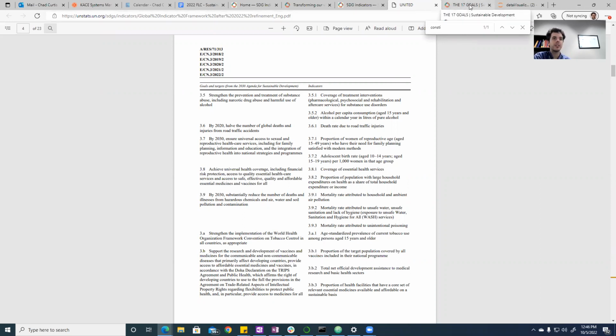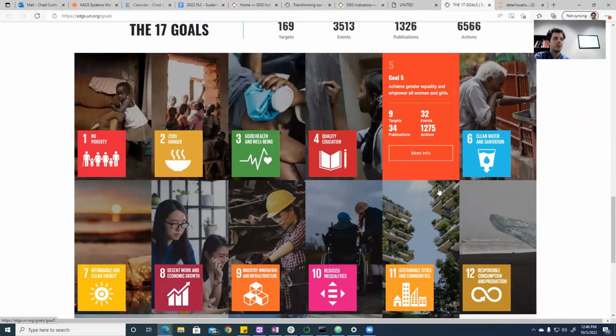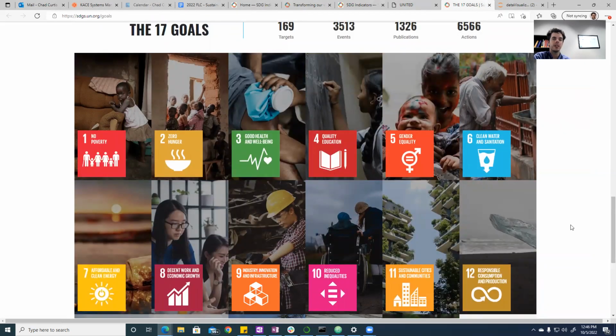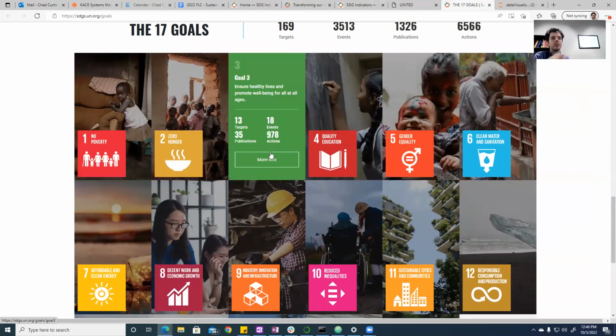Because this is a biostatistics class, we are going to focus on goal 3, good health and well-being. A lot of these data sets are medically and biologically relevant. So this is the data set that we're primarily going to be using today.